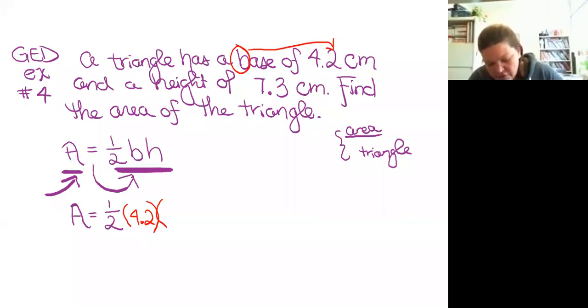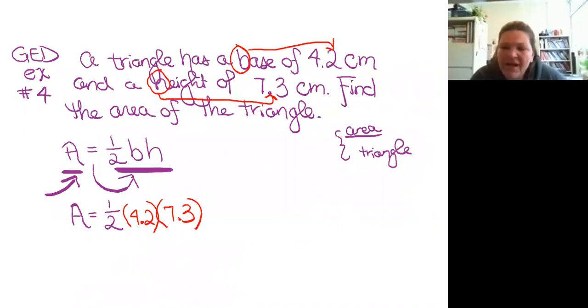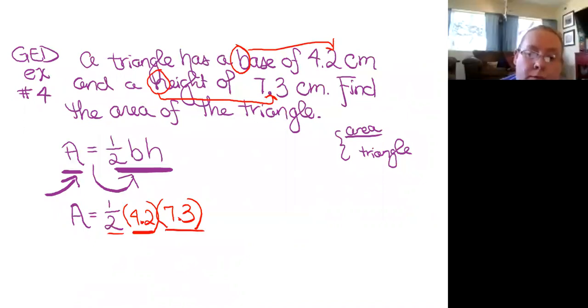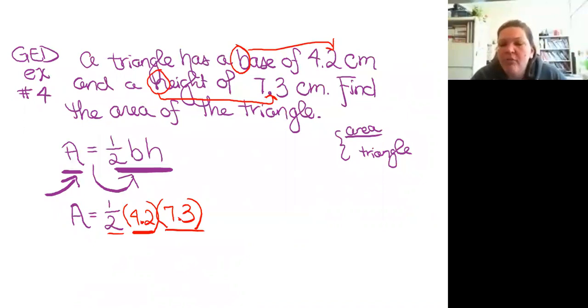Okay, and we also know our height. Our height is how much? 7.3. Exactly, and so for H, I will write 7.3. And now it's not algebra anymore. Look at that. That's just arithmetic. Those are three numbers I know how to put together. Why not do it? Now, students are like, oh my gosh, I don't know how to take half of 4.2.